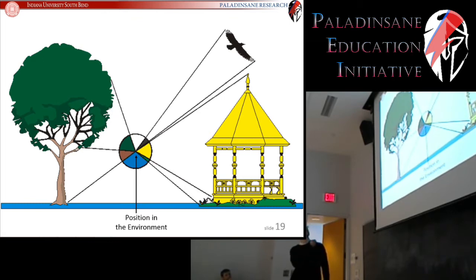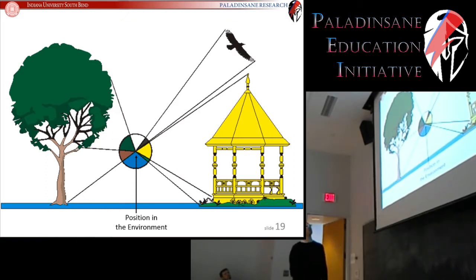Okay, so notice this tree over here, right? This tree reflects light in this area here, structures this portion of the ambient optic array. The trunk structures this portion of the ambient optic array. The blue ground here structures this portion. The gazebo structures this portion of the array. This bird structures that portion of the array. The environment structures the points of the array.